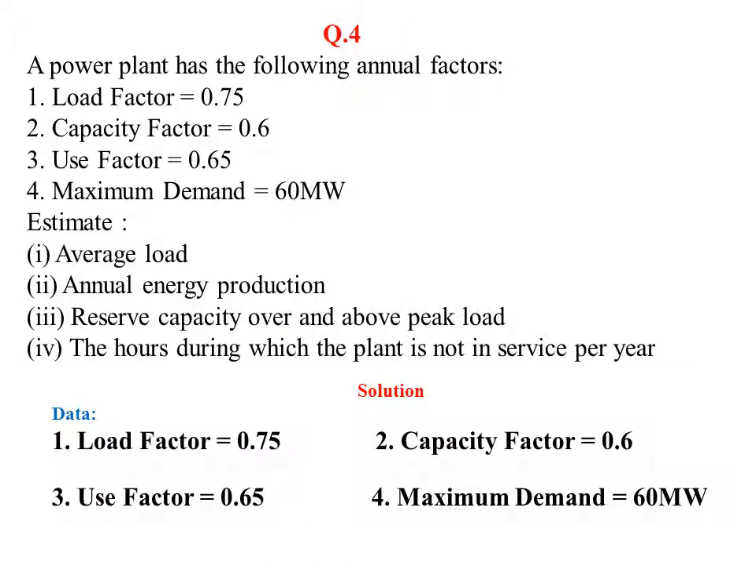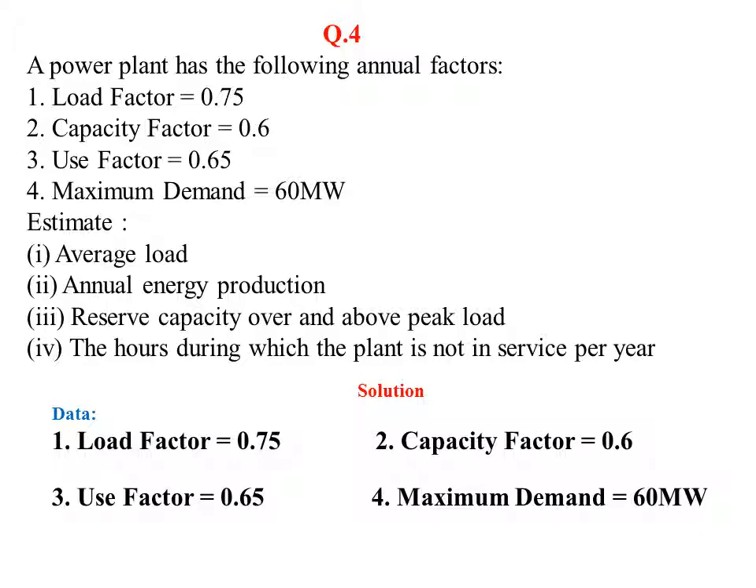Problem statement: a power plant has the following annual factors: load factor 75%, capacity factor 60%, use factor 65%, maximum demand is 60 megawatt. Estimate average load, annual energy production, reserve capacity over and above peak load, and the hours during which plant is not in service per year.